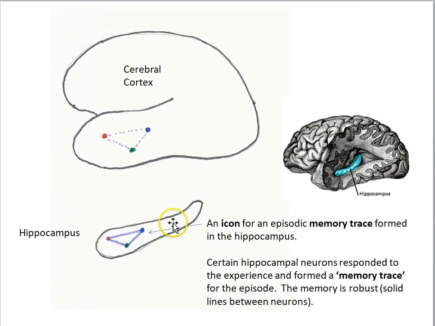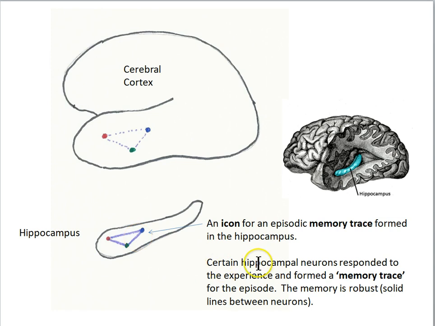Now we're going to introduce some icons here, and I've pulled the hippocampus out from underneath the temporal lobe here. So here we have the hippocampus, and here's the cerebral cortex. And we'll introduce this icon here. We've got 3 hippocampal cells, and they're connected by these solid lines. So this will be an icon for an episodic memory trace formed in the hippocampus as a result of that experience, that event. Now, certain hippocampal neurons responded to the experience and formed a memory trace for the episode, and the memory is robust, indicated by the solid lines.